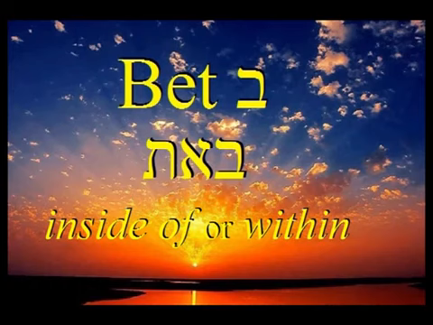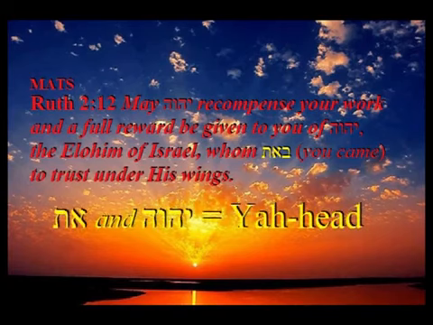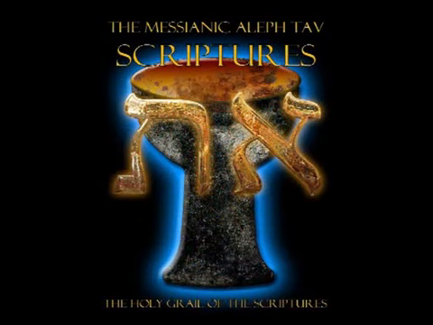or within his presence. An example of this is the blessing Boaz speaks to Ruth in Ruth chapter 2, verse 12, which states, "May Yahuwah recompense your work, and a full reward be given to you of Yahuwah, the Elohim of Israel, whom Bet AlephTav, to trust under his wings." This word seems to imply that through the working of the AlephTav, Ruth came into trusting the Yahed. You will find many examples of this in the Messianic AlephTav scriptures.